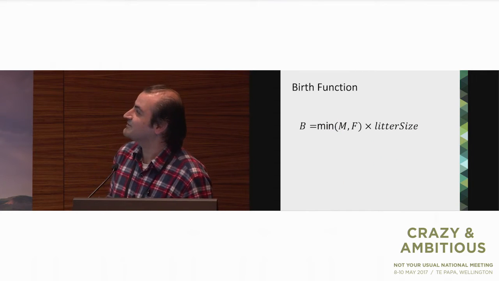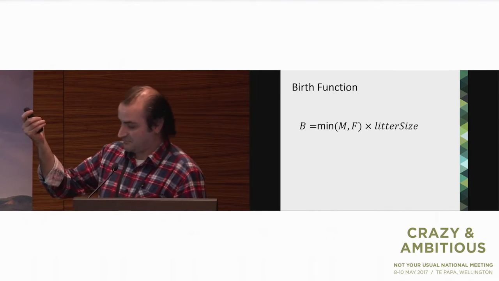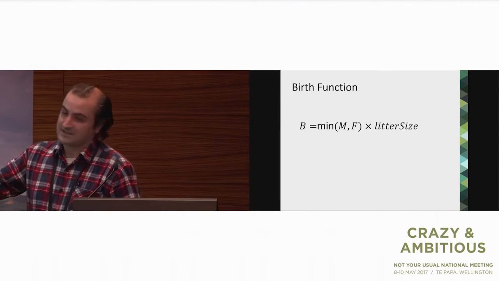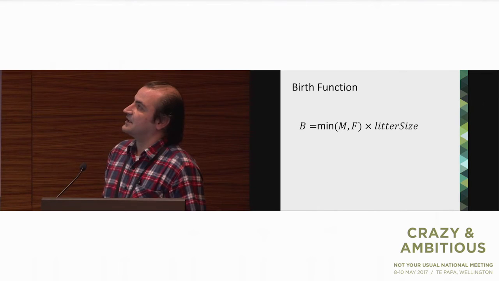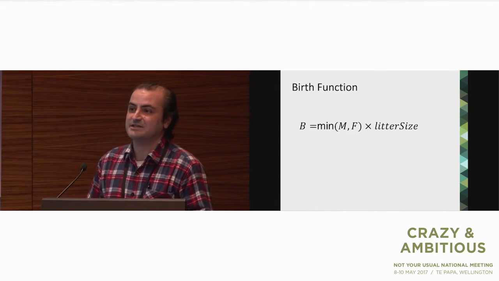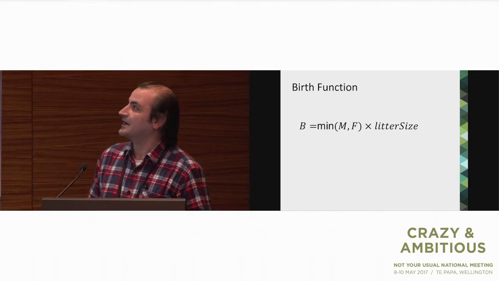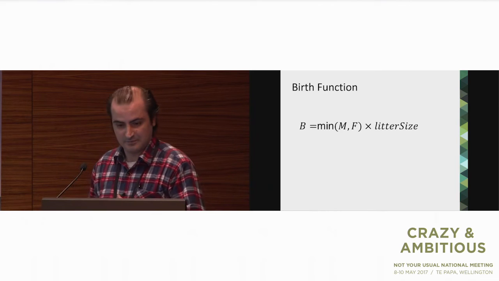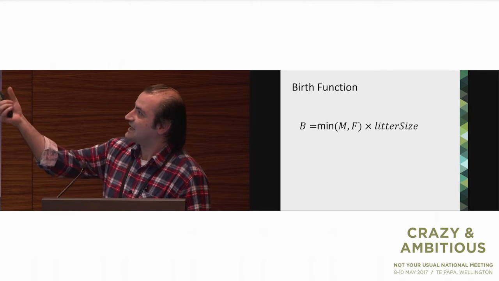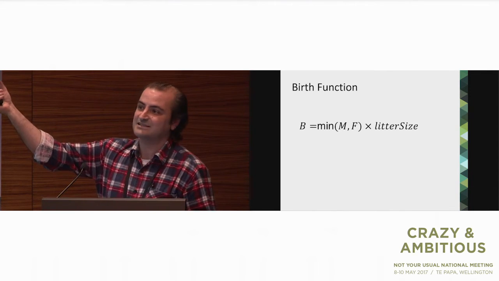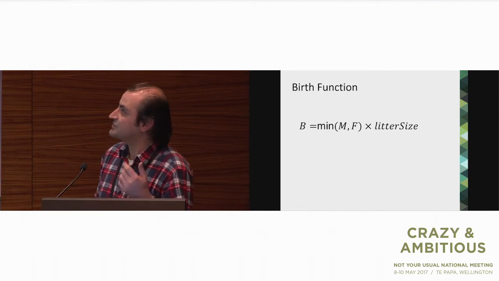I promise this is the only math I'm going to show you here. This is the birth function we used. The minimum of M and F is actually quite a powerful marriage function. Here we're using a monogamous, one-to-one mating strategy, but other types of mating can be accommodated with this simple model: polygamous, polyandrous, multiple wives, multiple husbands. The minimum of M and F gives you the number of matings, or marriages. You multiply it by litter size and then normalize it by population.